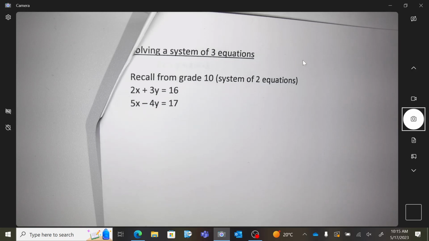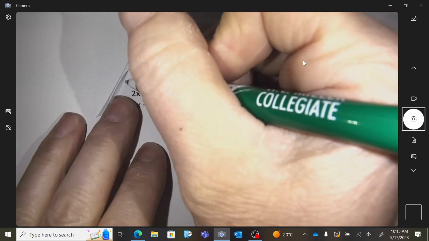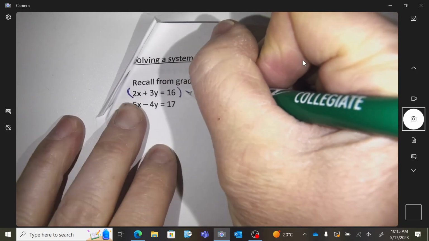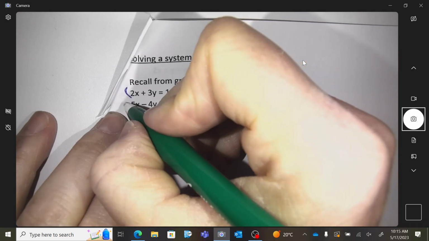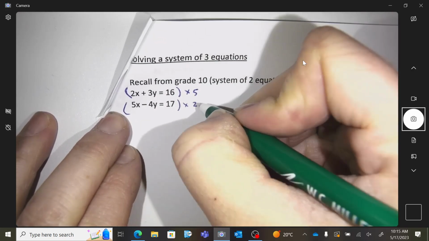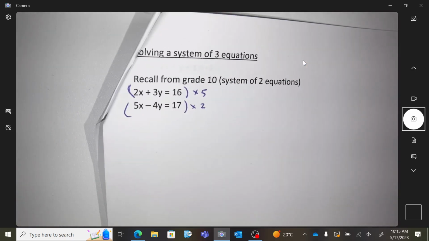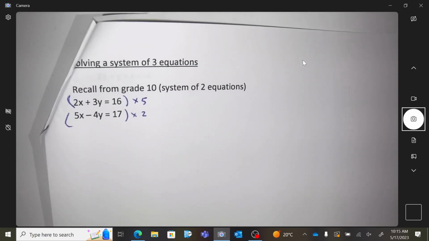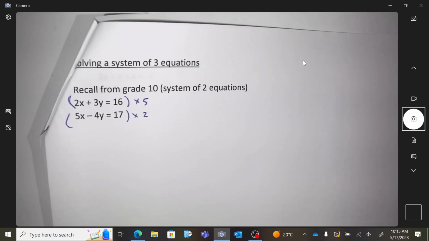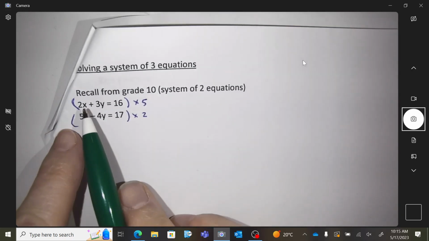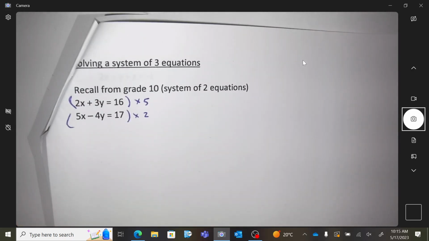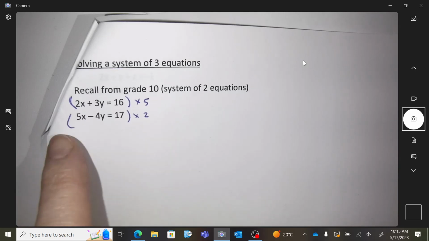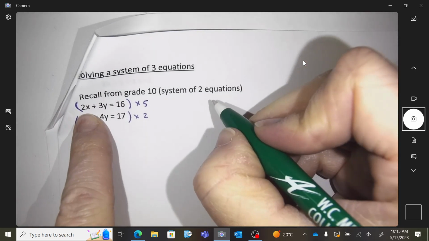Anybody pick a letter? X. Okay, so I'm going to make x the same. So what I'm going to do is times this line by 5, and times this line by 2. Why am I doing that? It's because I foresee myself setting it up so that they're both going to be 10x. Okay, so I'm going to write this down, times by 5.